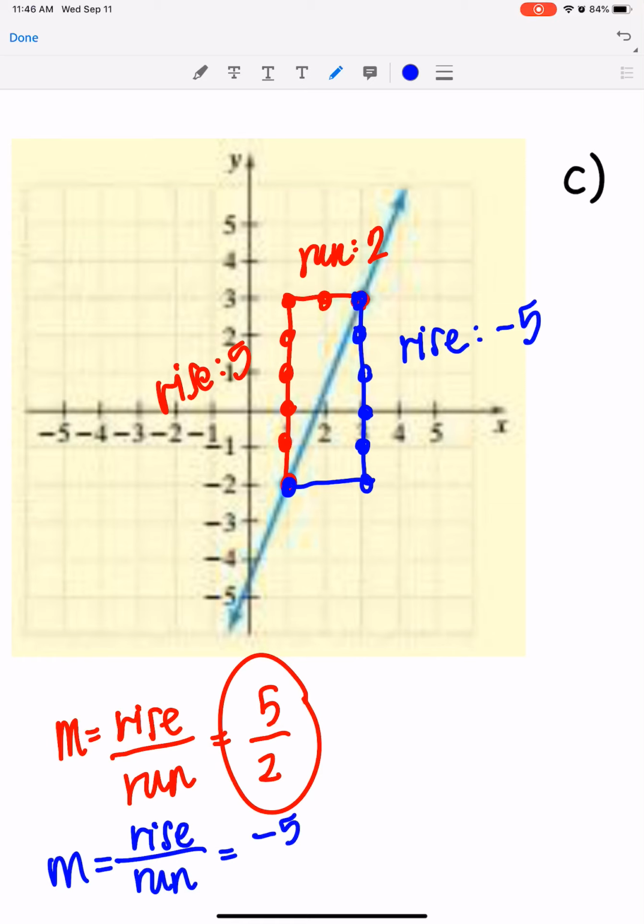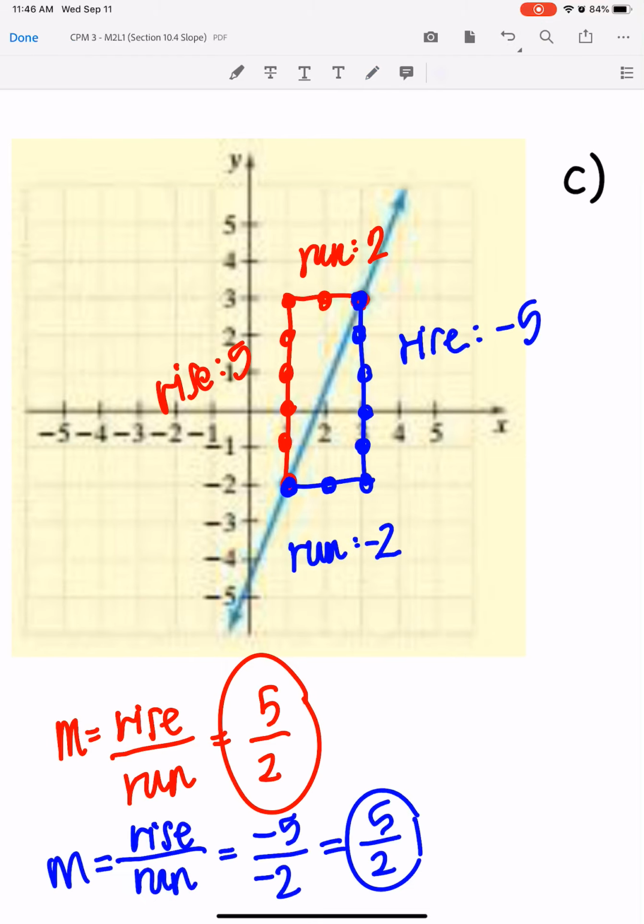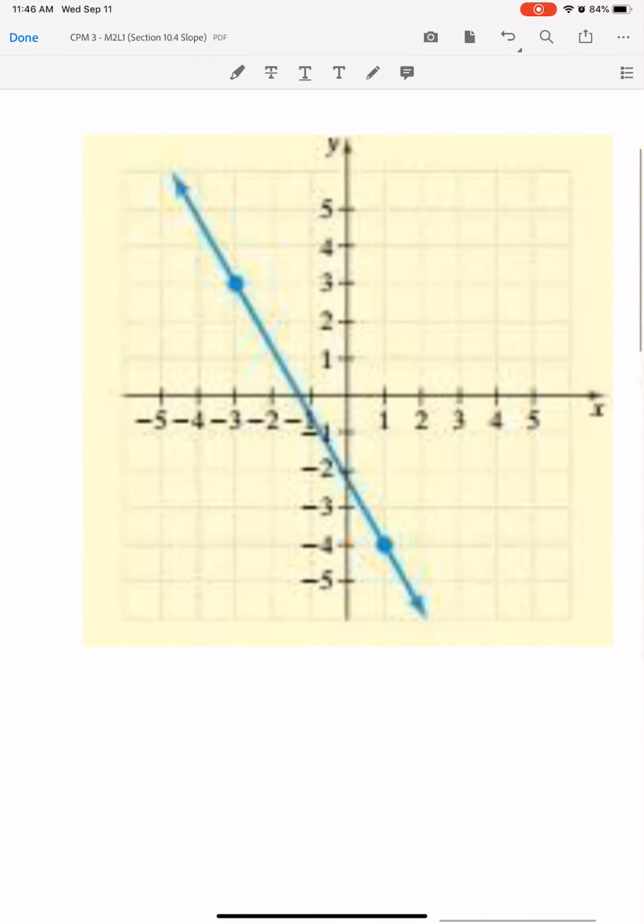And then my run from here, we're going over 1, 2. And because we are going towards the left, towards all of these negative numbers, this is a negative 2. So now I have negative 5 over negative 2. Well, I still can't simplify 5 and 2, but I do know that negative over negative is positive. So this becomes 5 over 2. Okay, so it does not matter, again, which direction you're traveling in.